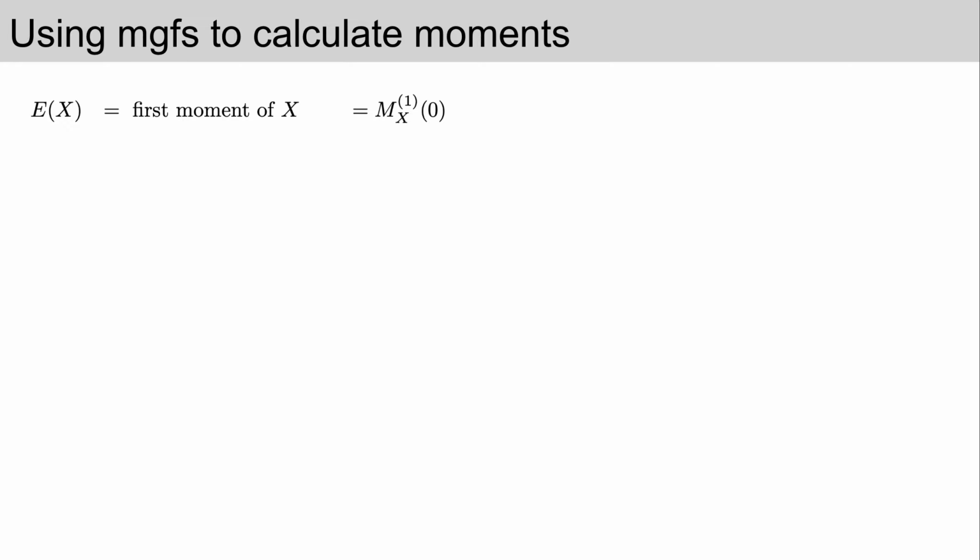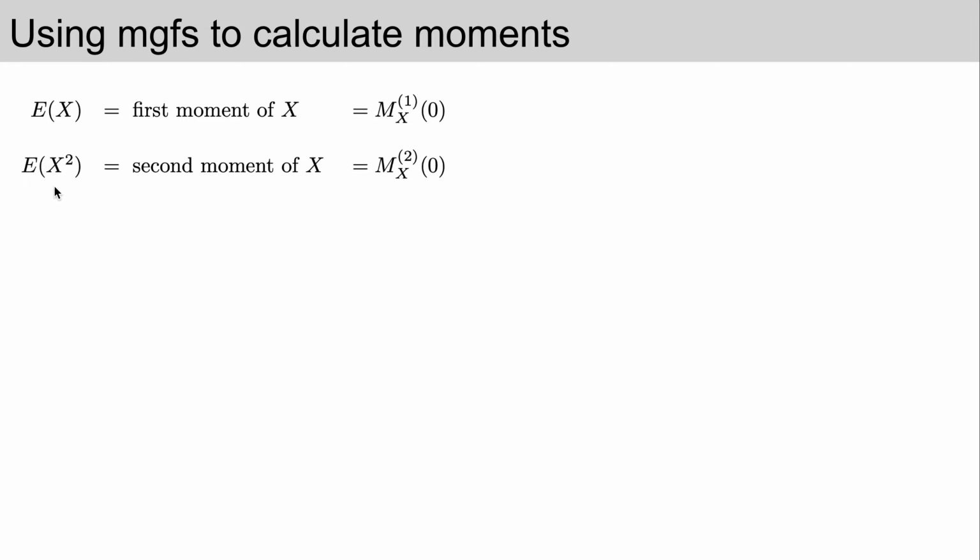In this video, we'll focus on the first of these, using moment-generating functions to calculate moments. For example, the expected value of x, or the first moment, is equal to the first derivative of the moment-generating function evaluated at 0.